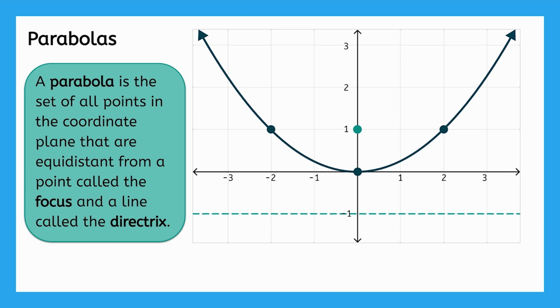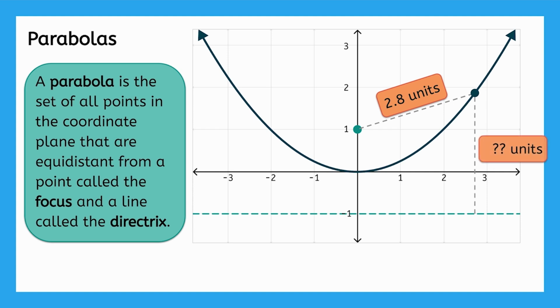To help you visualize the idea of equidistant more clearly, let's expand on the definition of a parabola. Even though we used just 3 points to graph it, there are infinitely many points on a parabola. For example, consider this point on the parabola. If I told you its distance to the focus was 2.8 units, what would you say about its distance to the directrix? Exactly! It would also be 2.8 units.